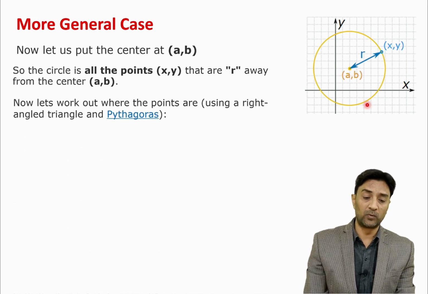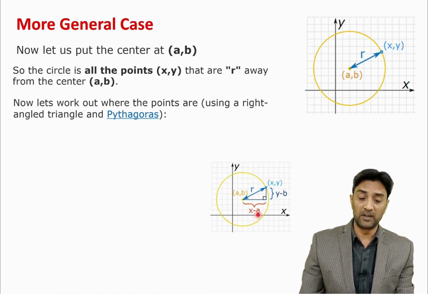So now let's work out where the points are using the right angle triangle, and then we will use the Pythagoras theorem. As you can see, this is x minus a: the whole distance is x, and if you subtract a from it, you get this base. And y minus b would be the perpendicular.